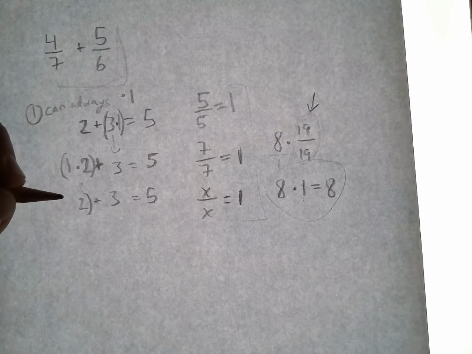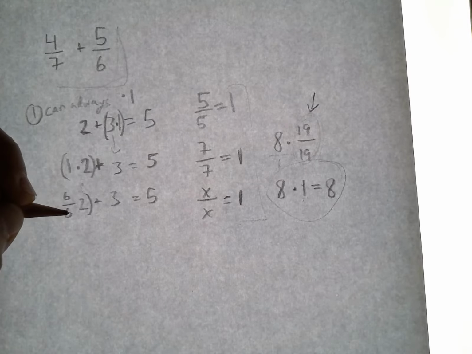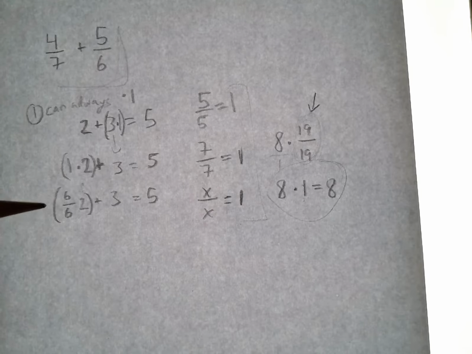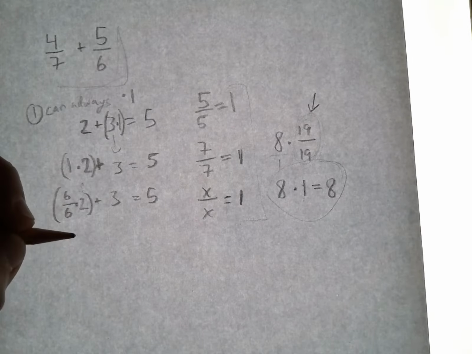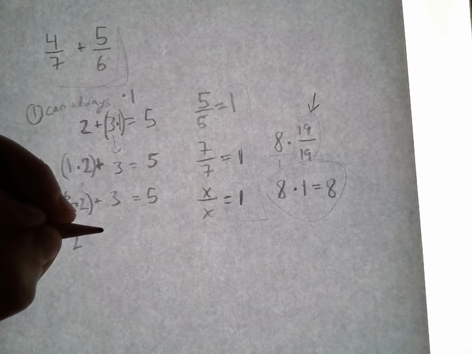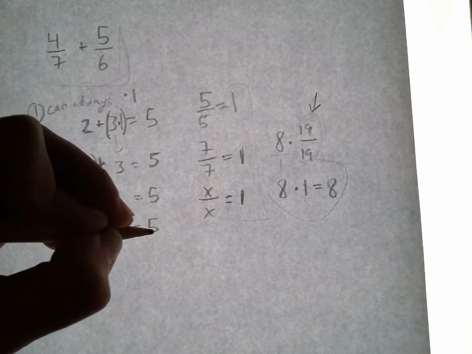And so that's the same thing to say that, hey, if I go over here and I multiply this by 6 divided by 6, well, I know that 6 divided by 6 is just 1. So 1 times 2 is 2. I can bring down the 3. It still didn't change anything.